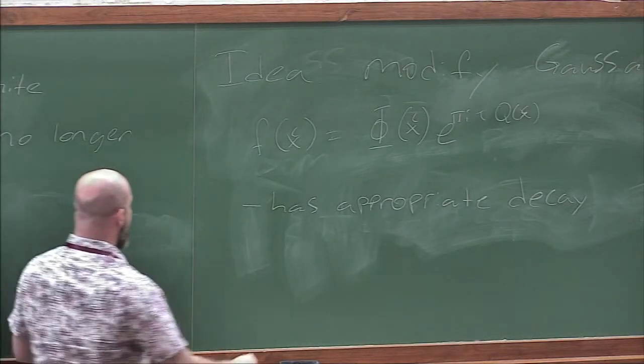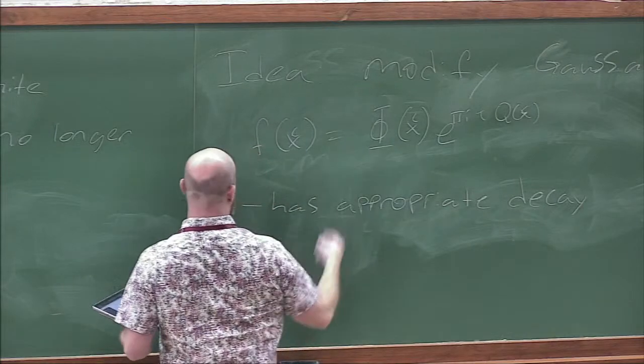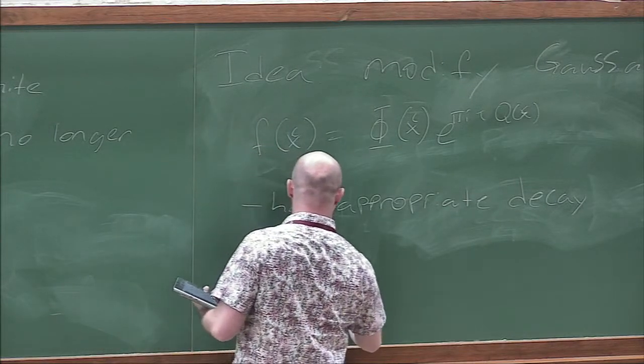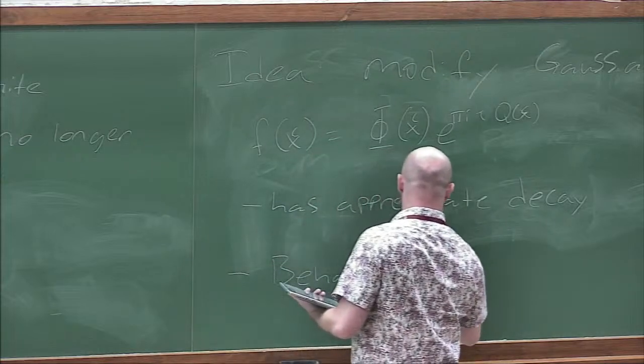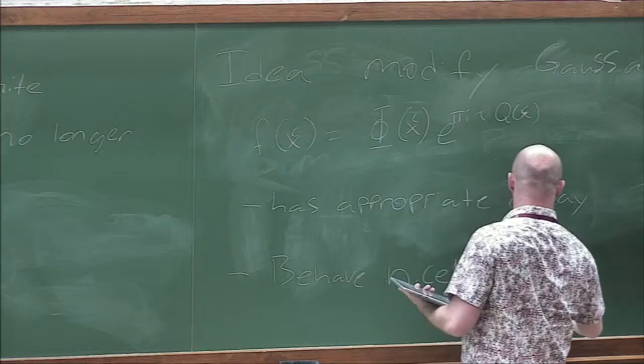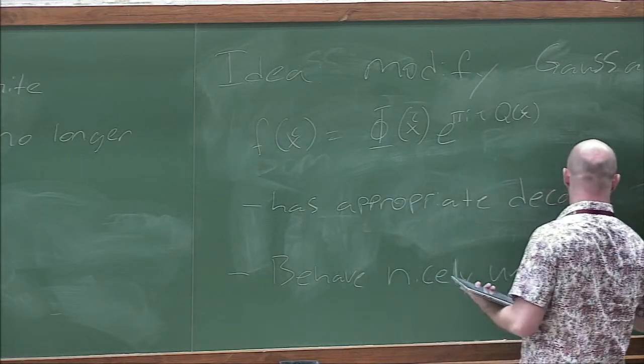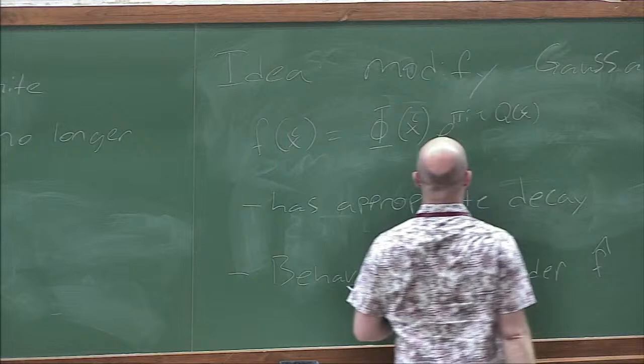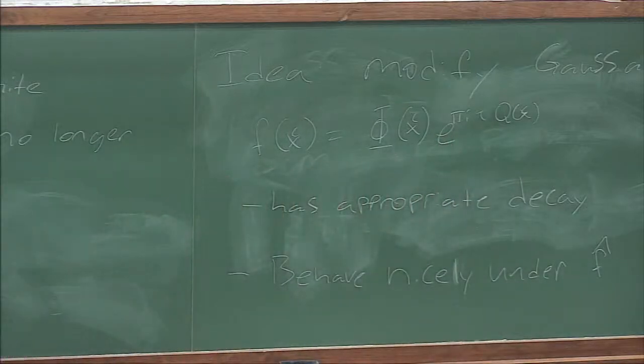But then also, we want it to behave nicely under the Fourier transform. I'm just going to write f hat. So I want f hat to look somehow similar to f, or at least to have some nice relation that we can work with. So this is where the theory of indefinite theta functions starts.